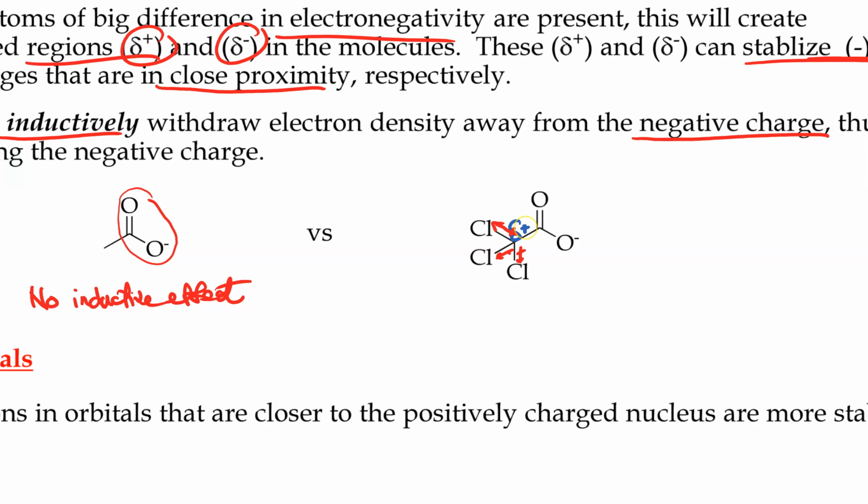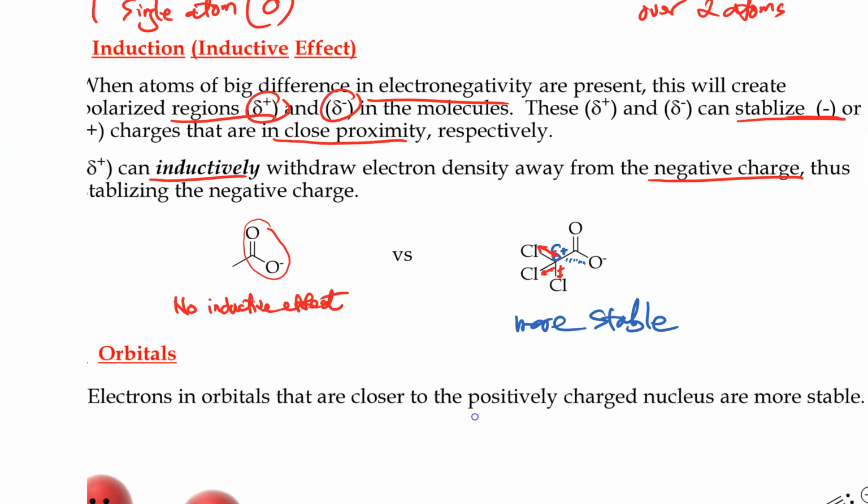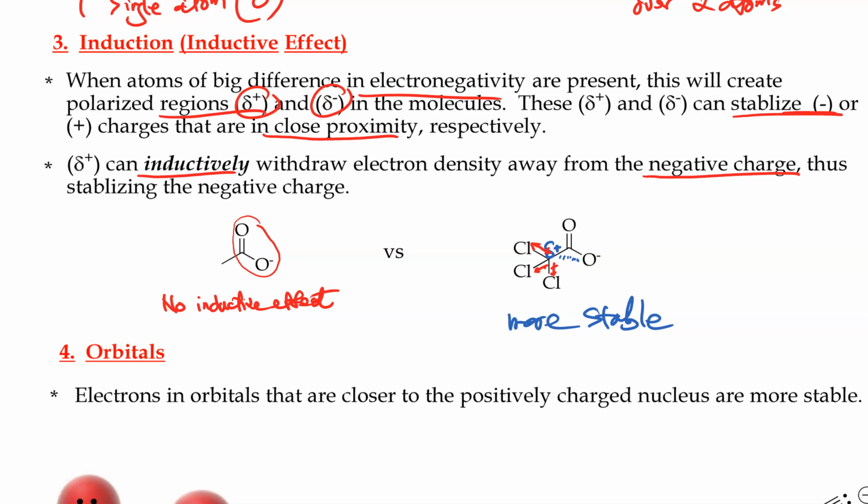And when this carbon right here is positive, it can then stabilize a negative charge that is close by to it. So in a way, this is how it can neutralize this negative charge, and that makes this more stable. So in this case, this molecule E has benefited from the inductive effects, and therefore it is more stable. So that's what the inductive effect is.